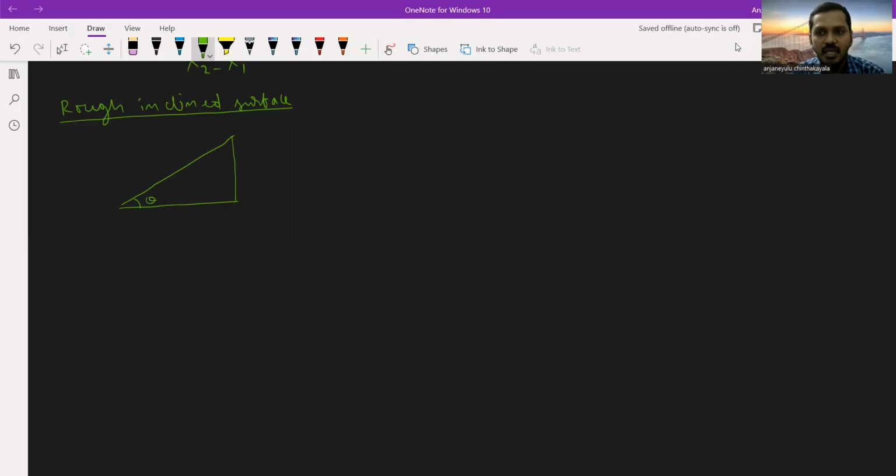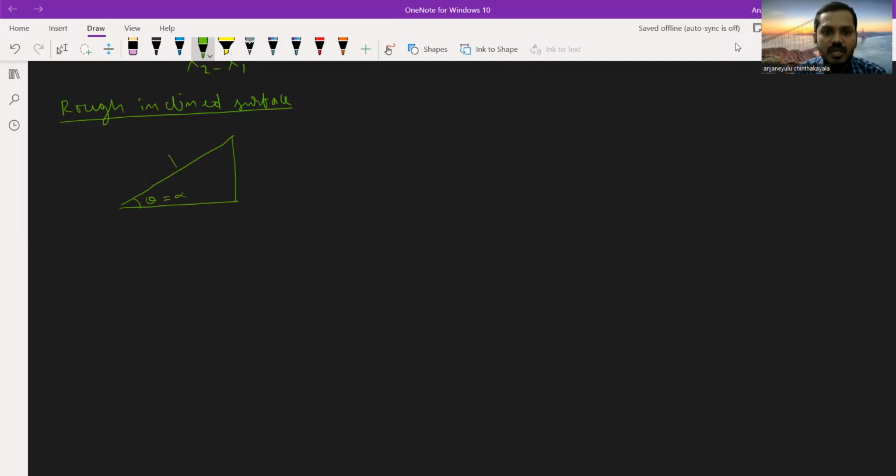At a particular angle, the block which is placed on the rough inclined surface is just ready to slide down. That particular angle is called the angle of repose, denoted by alpha.